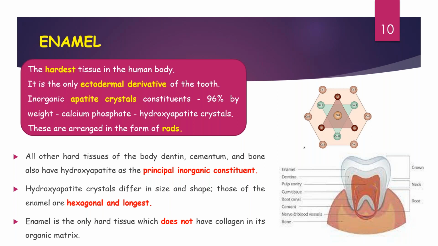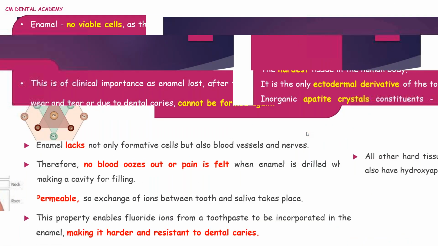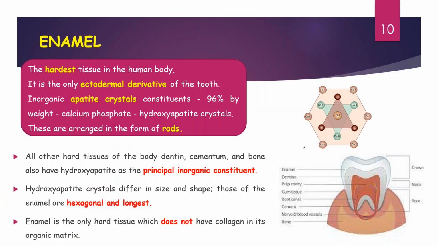It is the only hard tissue which does not have collagen. Compared to other hard tissues, dentine, cementum, and alveolar bone, they have collagen. So you can see here a hexagonal shape of a hydroxyapatite crystal in the diagram. And this is the picture of a tooth, showing the enamel, the outermost covering. Then comes the dentine, pulp cavity, the root canals with the cementum, blood vessels, and bone.